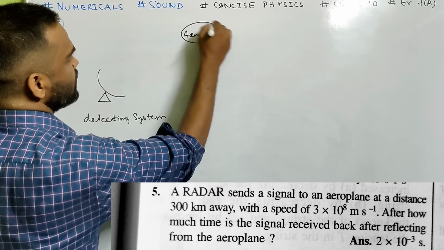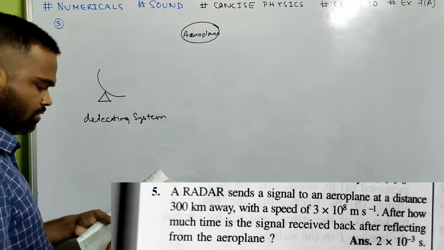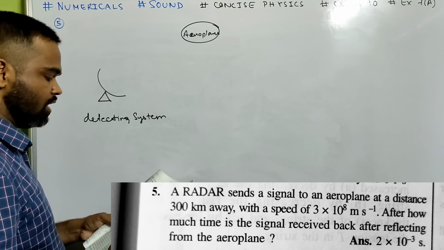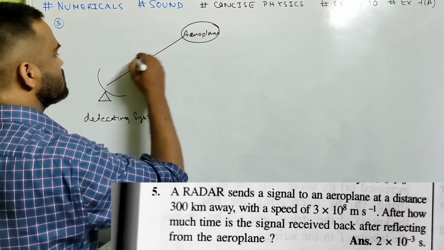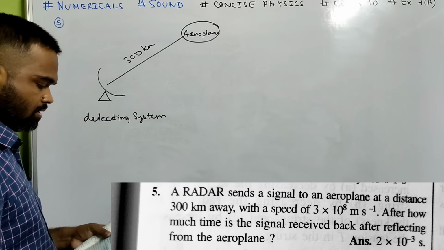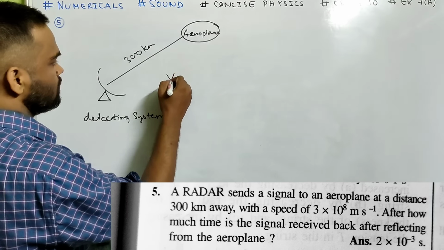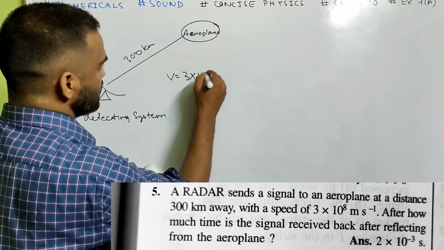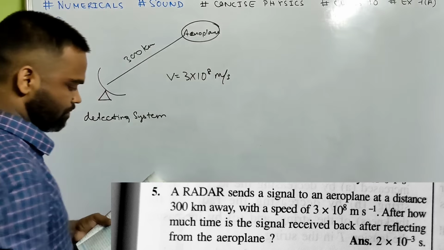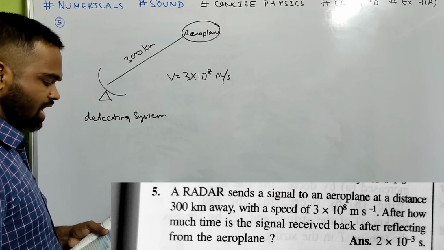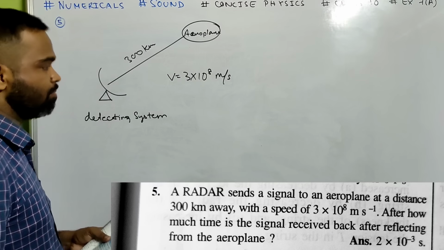Okay, suppose your aeroplane is over here. Now, what they have told? A radar sends a signal to an aeroplane at a distance of 300 km away. So this distance is 300 km from the radar. And the speed of radio waves is 3 multiplied by 10 to the power 8 meter per second. The radar sends a signal. After how much time is the signal received back?